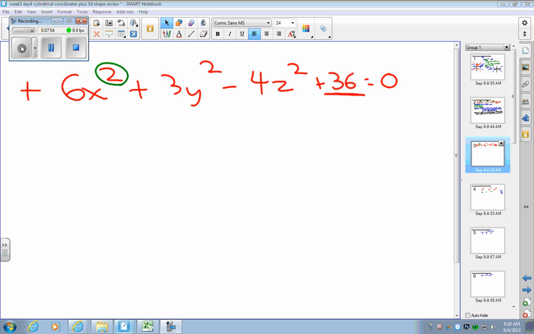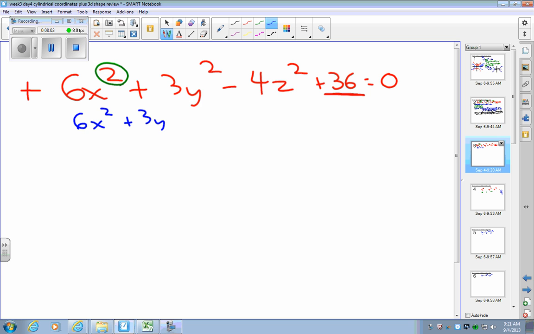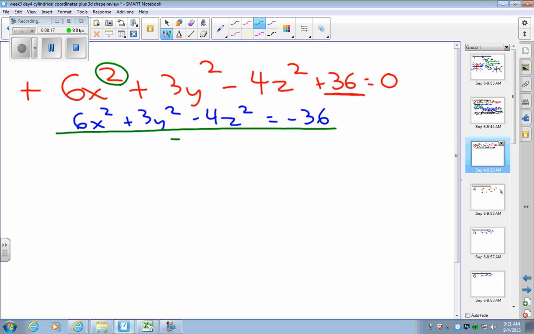Okay, so first thing, I want to move that 36 over. Okay? So I'm going to subtract the 36 over, and we'll see what happens from here. So I got 6x squared plus 3y squared minus 4z squared equals negative 36. Okay? Now, for the one sheet or the two sheet, each one of them equals 1. So because each one equals 1, let's divide out that negative 36. Okay? So when I do that, I do get the 1 on the right.